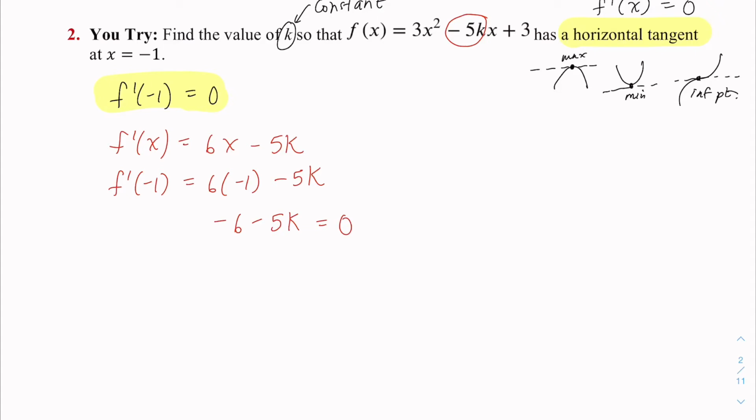So let's solve for k. We're almost done. And we're finished. So k, the constant that makes the derivative or the slope of this expression equal 0, making it horizontal, that would be -6 over 5.